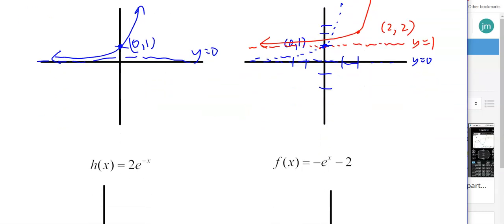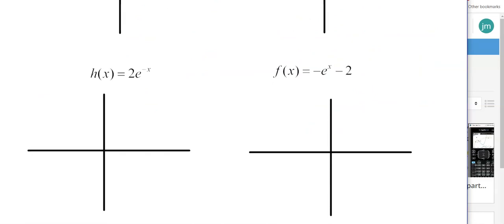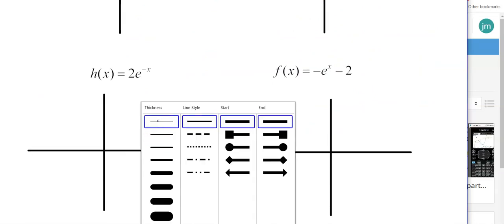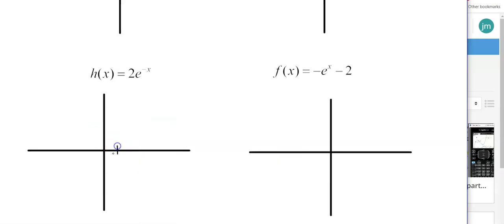You guys have graph paper here, but make tick marks. You can kind of do without a little bit here. Okay, so on this one, again, start with the parent graph. So y equals 0. Goes to the point 0, 1. Has this kind of behavior to the parent graph.